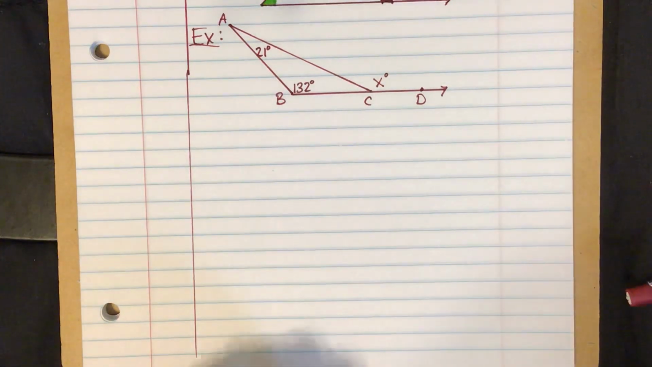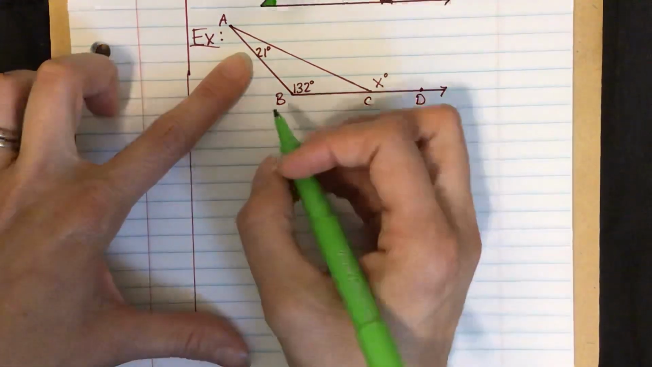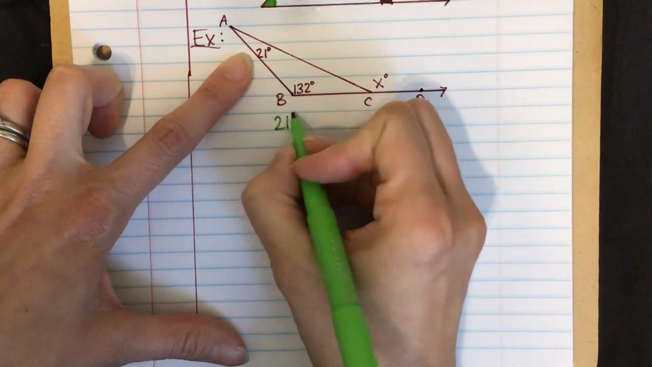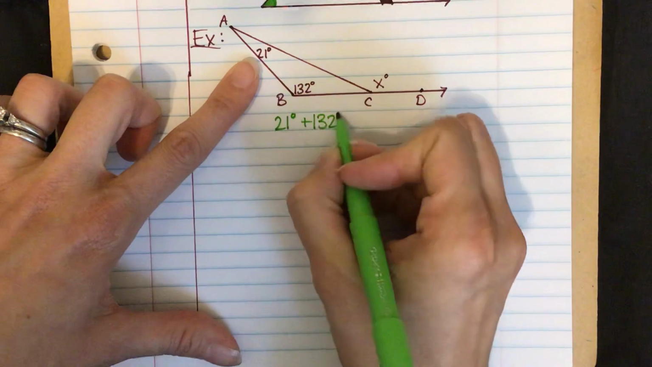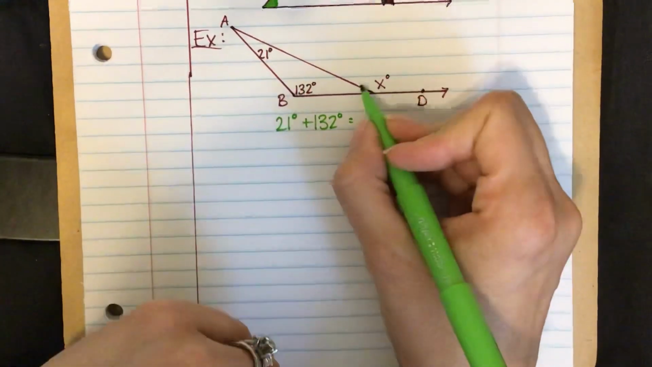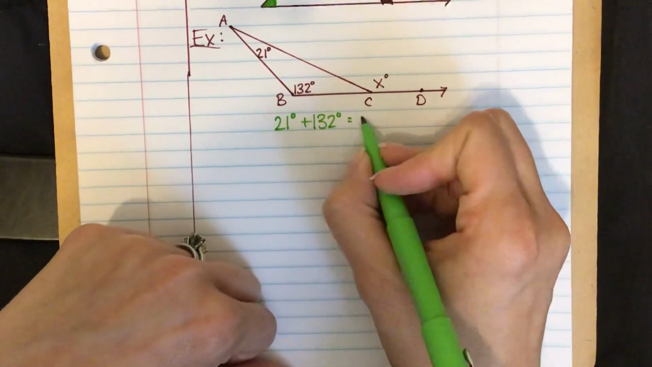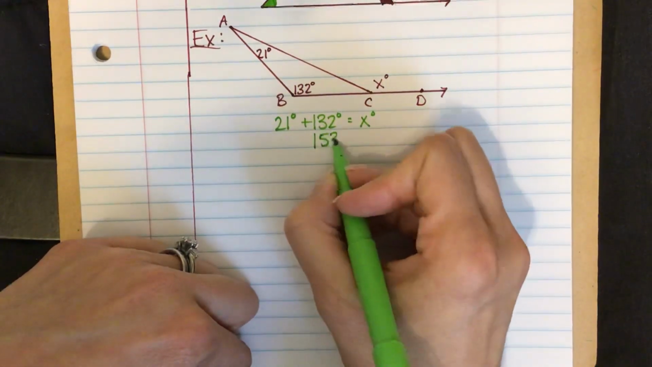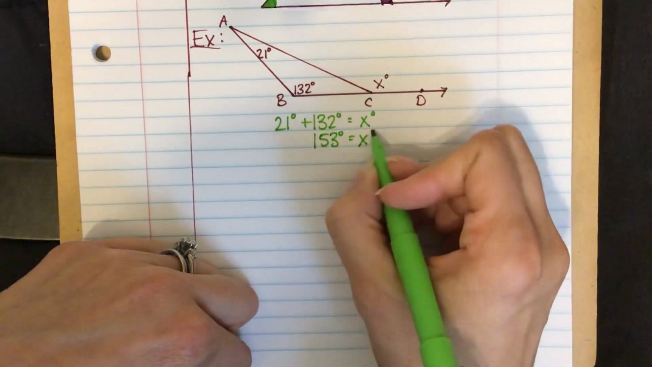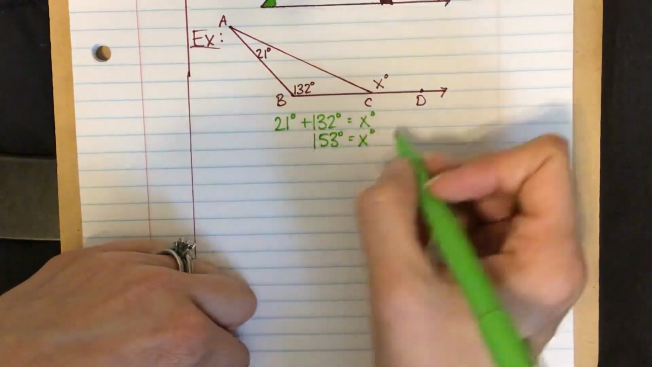Or we can just simply say that the measure of angle A, 21 degrees, plus the measure of angle B, 132 degrees, is equal to the measure of this exterior angle, which is X. So I can add these. 153 degrees is equal to X. And there you have it.